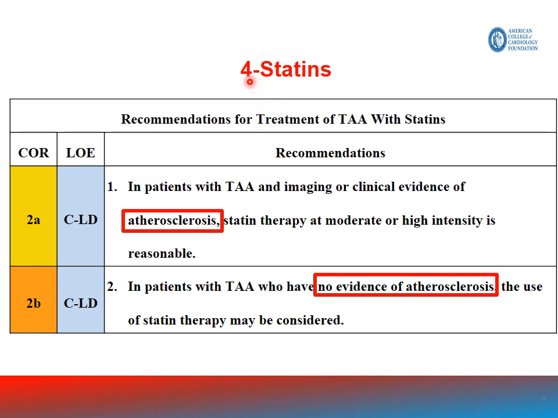What is the role of statins? In patients with thoracic aortic aneurysm and imaging or clinical evidence of atherosclerosis, statin therapy at moderate or high intensity is reasonable. In patients with thoracic aortic aneurysm who have no evidence of atherosclerosis, then the use of statin therapy will be only class 2B, which means may be considered.